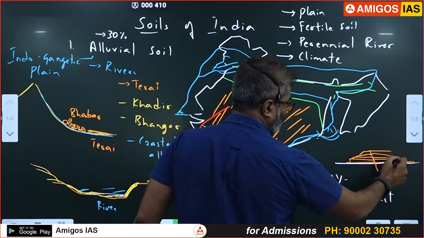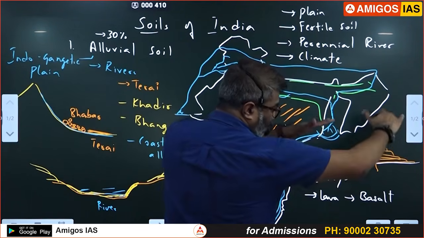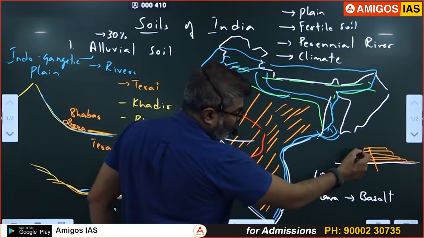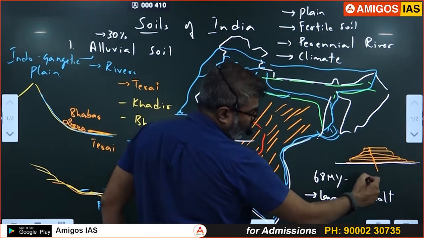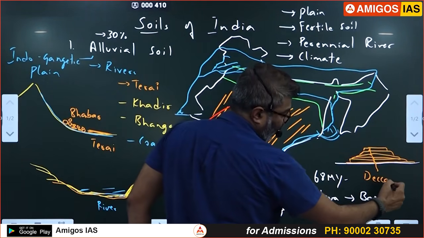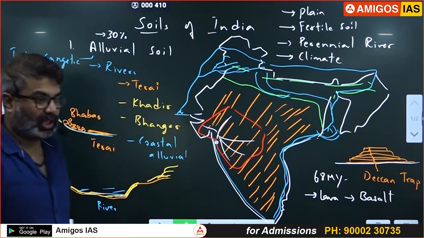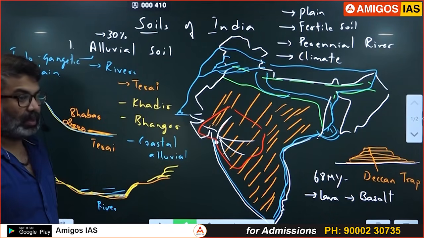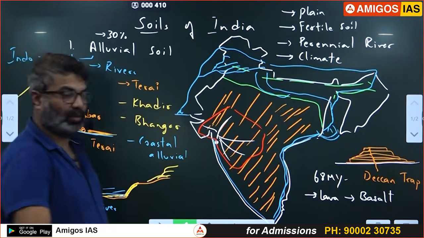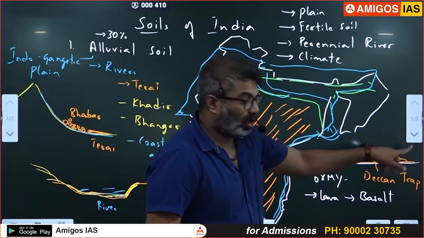So like this, after many years of volcanic activity, what happens? A plateau is formed with step-like topography. So the word Deccan trap. What is trap? Steps. Yes, very good. In Swedish language, trap means steps. So Deccan trap, we call this.